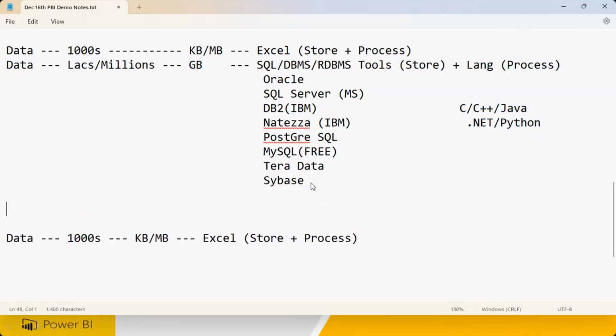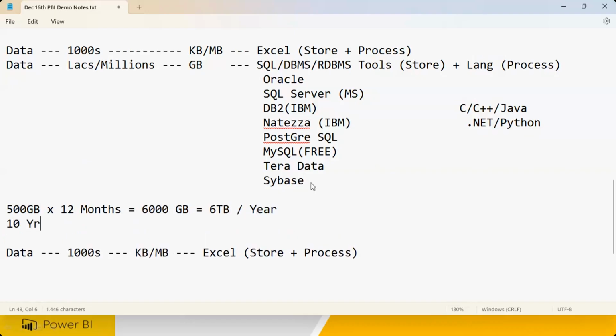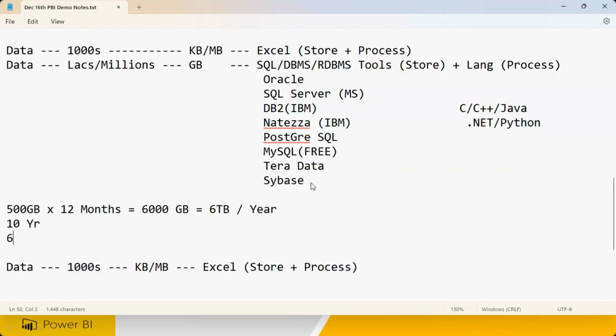You understand, every month Amazon is giving you 500 GBs of data. 12 months of data will become 6,000 GB, which is equivalent to 6 terabytes of data per year. But if you would like to store 10 years of data, it will become 6 terabytes into 10 years, approximately 60 terabytes of data.